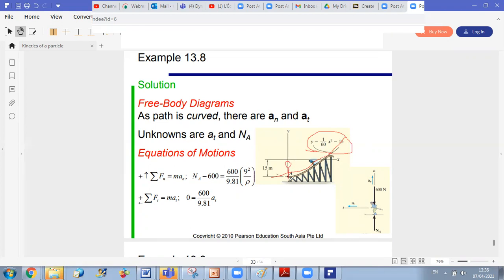first you have here that ut is always tangent to the path, and at A the tangent is horizontal. So you can say that at this point ut is in this way, it's horizontal, and un is directed towards the center of curvature, it's perpendicular to ut.